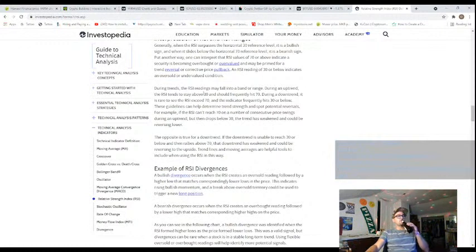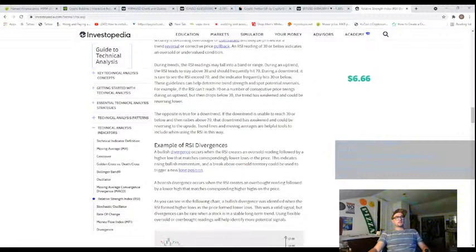So during the trends, the RSI readings may fall into a band or a range. During an uptrend, the RSI tends to stay above 30 and should frequently hit 70. During a downtrend, it is rare to see the RSI exceed 70 and the indicator frequently hits 30 or below. These guidelines can help determine trend strength and spot potential reversals. For example, if the RSI can't reach 70 on a number of consecutive price swings during an uptrend, but then drops below 30, the trend has weakened and could be reversing lower.